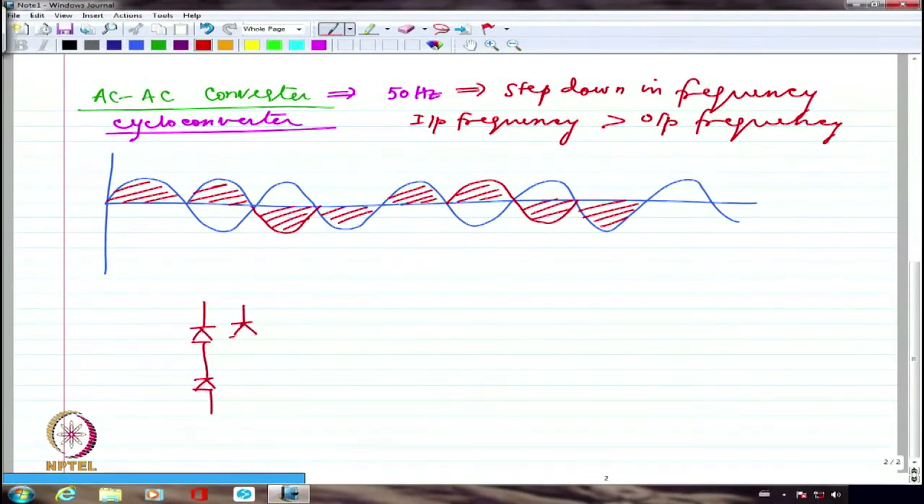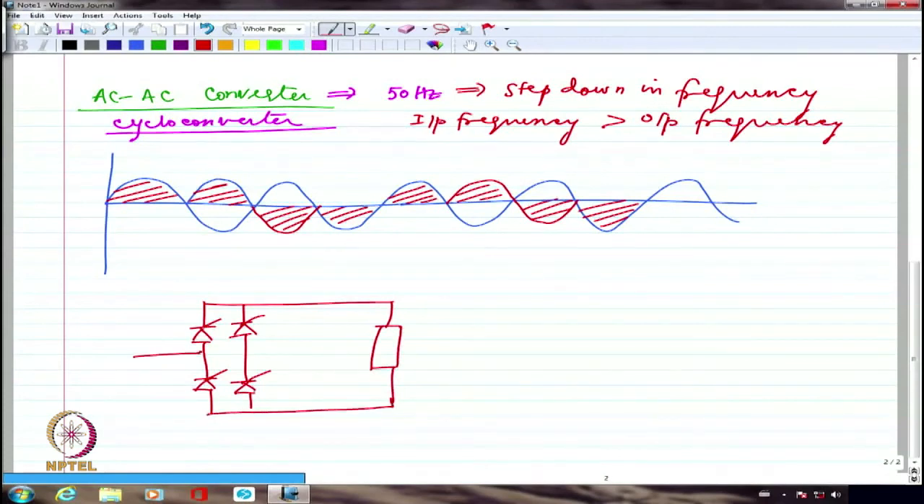So I am normally going to have it with thyristor. It cannot be made with diode, right? And I am going to have a load here, right? And this is my input supply voltage, right? On the other side, I am going to have again another fully controlled converter, somewhat like this.